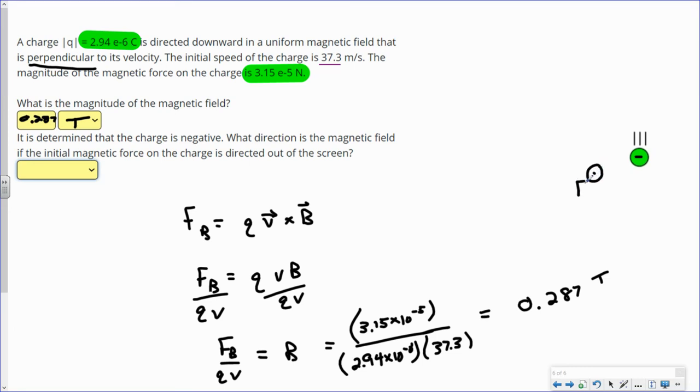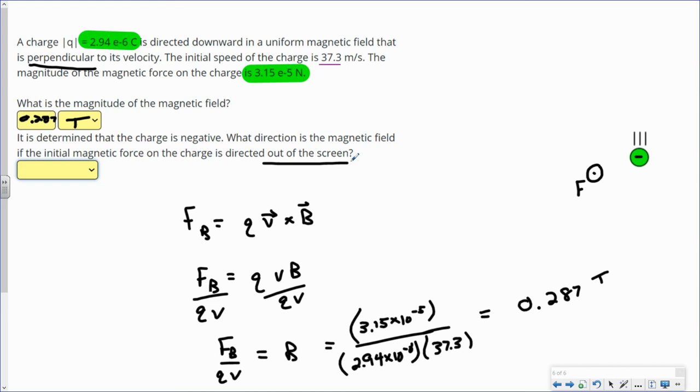So we have here the force on the charge directed out of the screen. In using the right-hand rule, we're going to point our hand in the direction of the velocity, and we want our thumb to be into the screen. You say, why into the screen if the force should be directed out of the screen? When we use the right-hand rule, that is for a charge that is positive.